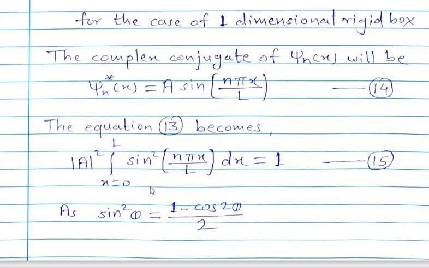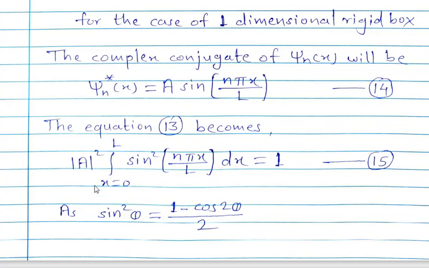As here the higher power of a trigonometric ratio, the second power, is involved, to solve the integration we usually convert the higher powers of trigonometric functions into the first power. Then by using this particular identity, sine square theta can be expressed as 1 minus cos of 2 theta divided by 2. We can simplify this term of sine square n pi x by L.